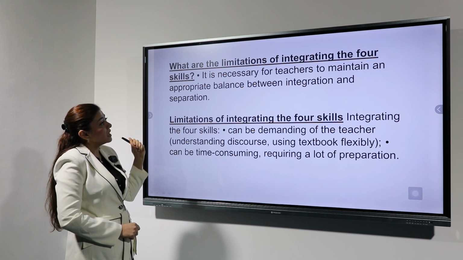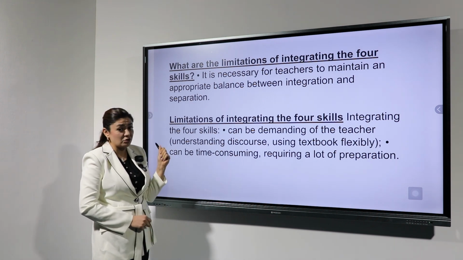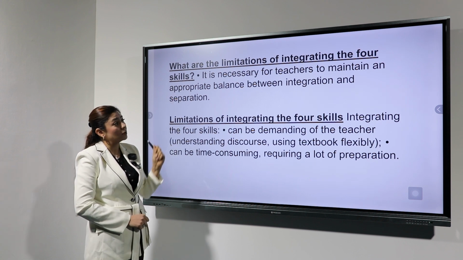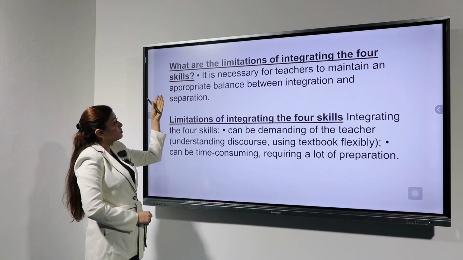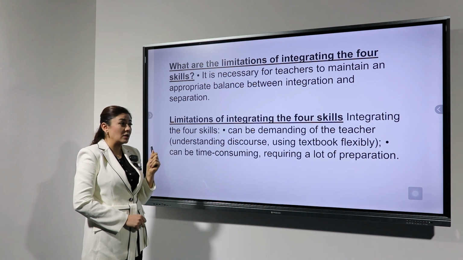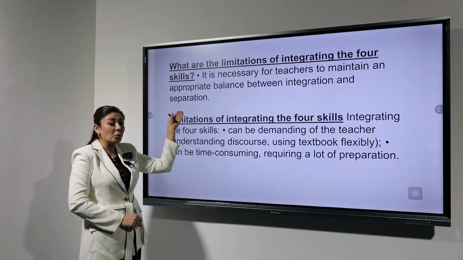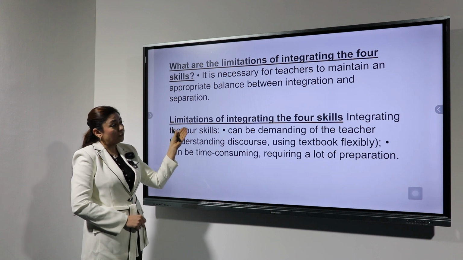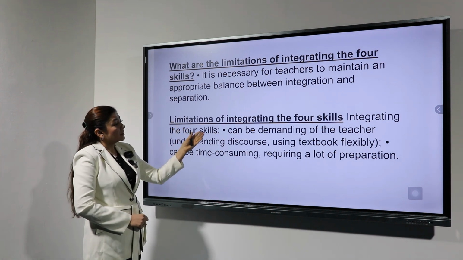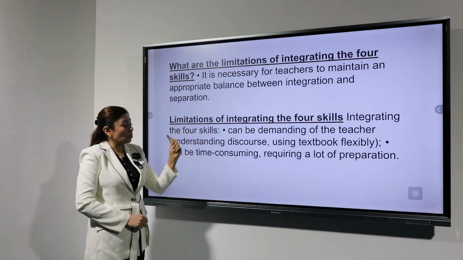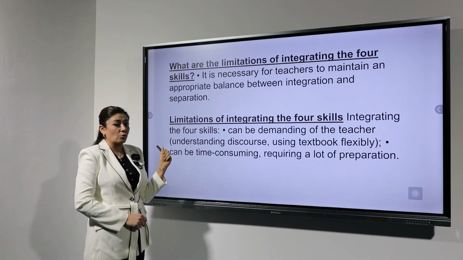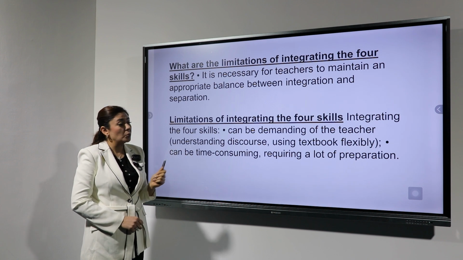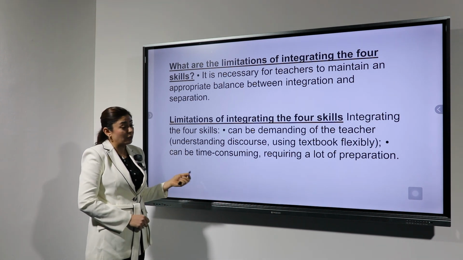What are the limitations of the integration of the four skills? We'll continue. It is necessary for teachers to maintain an appropriate balance between integration and separation, or we can say segregation. A limitation of integrating the four skills is that it can be demanding of the teacher, understanding discourse, using the textbook flexibly. It can be time consuming, requiring a lot of preparation.